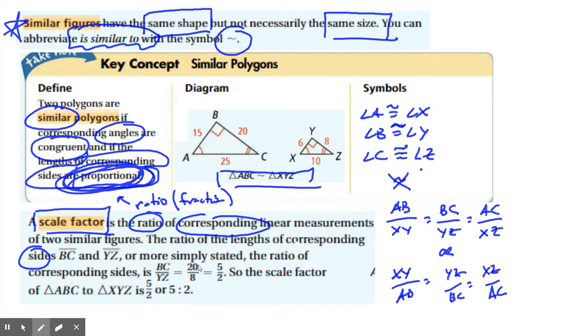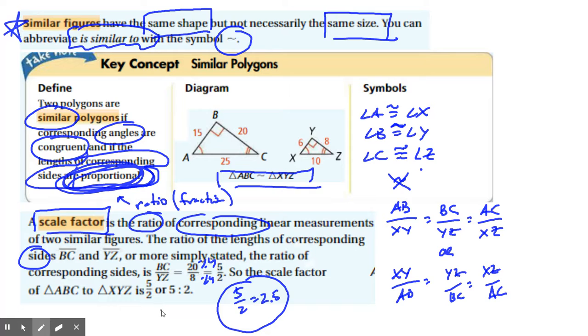20 over 8. They simplified by dividing both by 4, and they got 5 halves. Now again, I'm okay with you putting 2.5 because that's what 5 divided by 2 is. I don't care about the decimal versus the fraction. It doesn't matter. But understand that your scale factor can go 2 ways because, as I said here, you can put one triangle on top, one triangle on bottom, or you can flip it around.